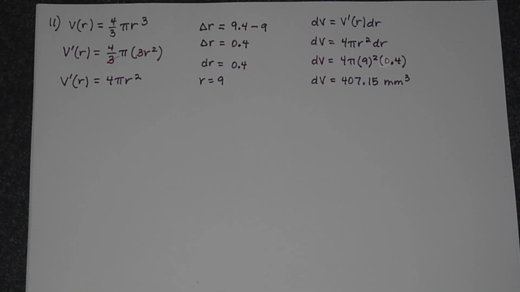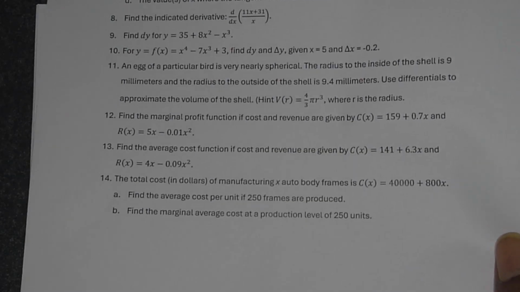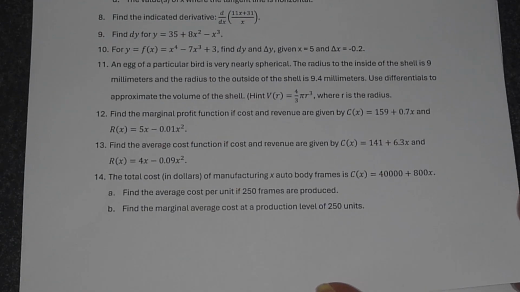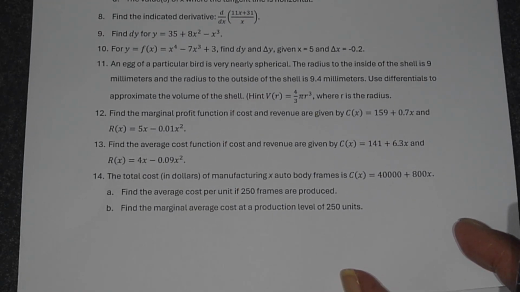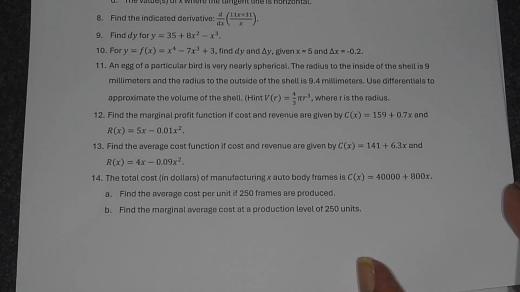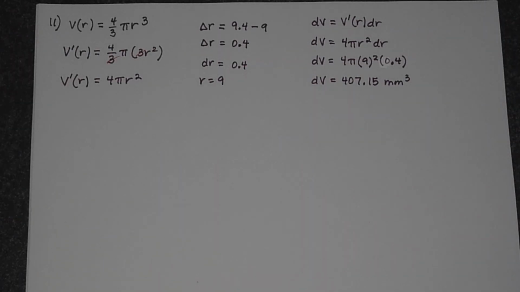Okay. Are there any questions? Okay. All right, number 12. Here we're going to find the marginal profit function if cost and revenue are given by this. C of x is equal to 159 plus 0.7x and R of x is equal to 5x minus 0.01x squared. All right, marginal profit.